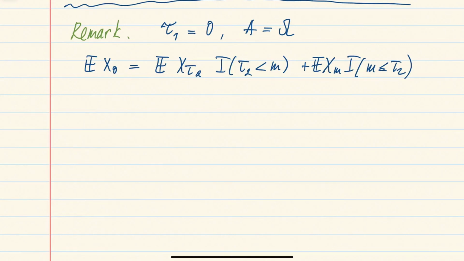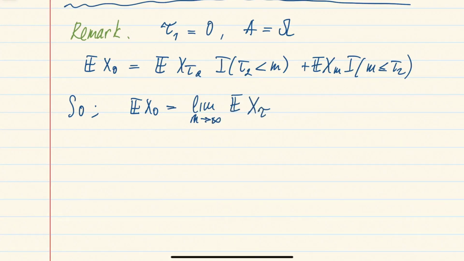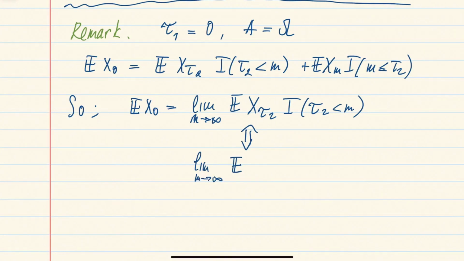Okay, I just want to emphasize this, because it is kind of convenient if you just want to compare the expectation instead of conditional expectations. So in particular, what this says is that, if you send this m to infinity, then you get that the expectation of X0 is equal to this limit when m goes to infinity of the expectation of X at some stopping time on the indicator where that stopping time is less than m. This holds if and only if the second term goes to 0, right? That the limit when m goes to infinity of the expectation of Xm on the indicator that m is less than or equal to tau2 is 0. So you have a little bit cleaner condition without absolute values.